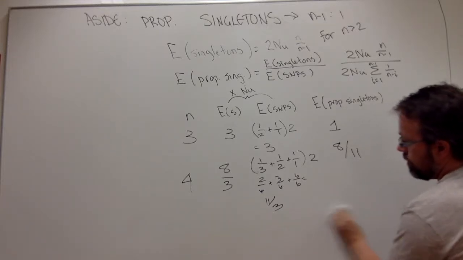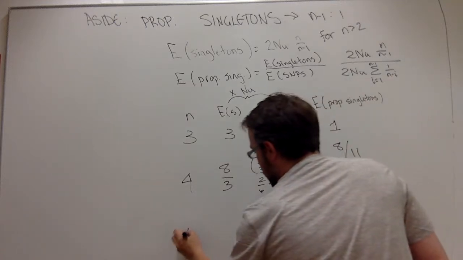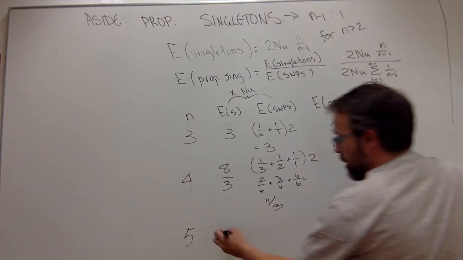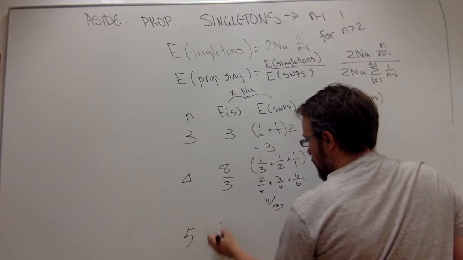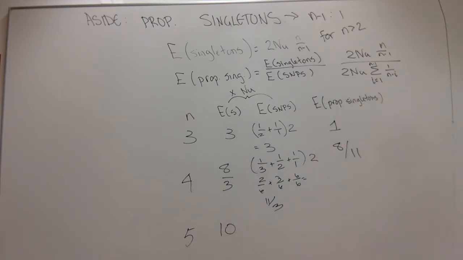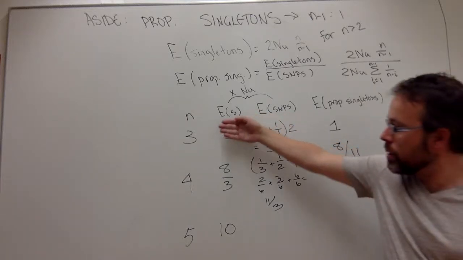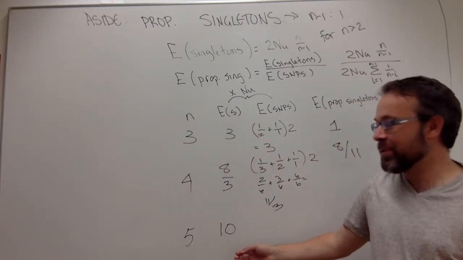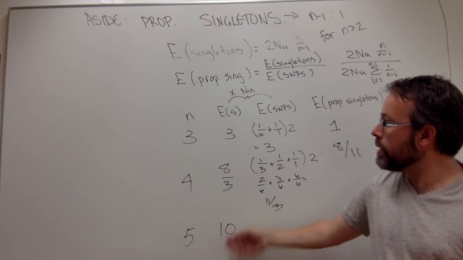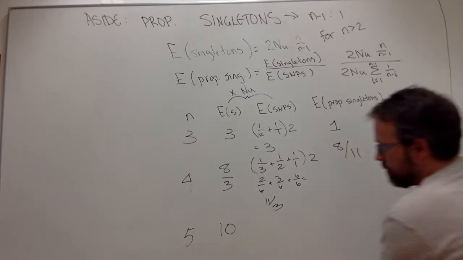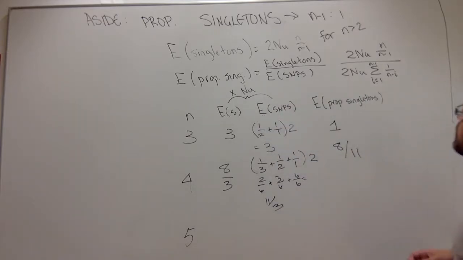All right, let's just do one more. For n equals 5, we have 5 divided by 4 times 2, which is 10. So our expected number of SNPs is 10 times nu. Sorry, I got that wrong. Our expected number of singletons is 5 divided by 4 times 2, which is 5 halves.